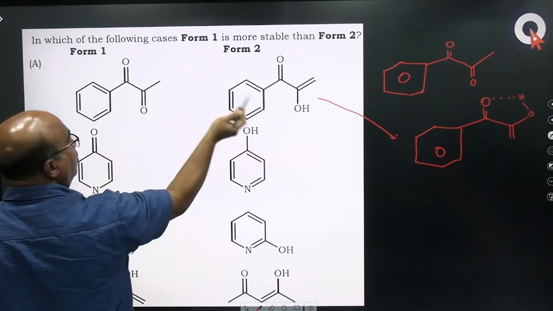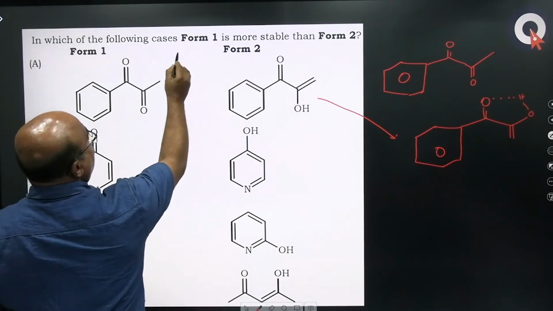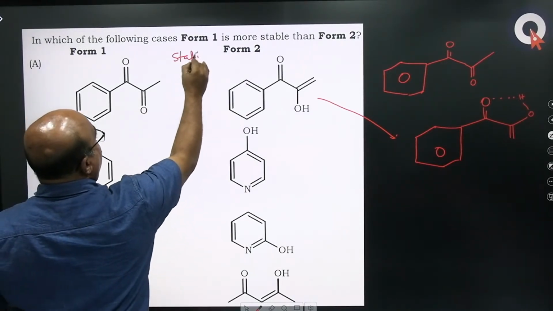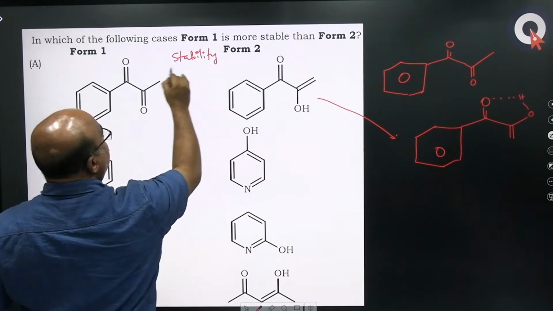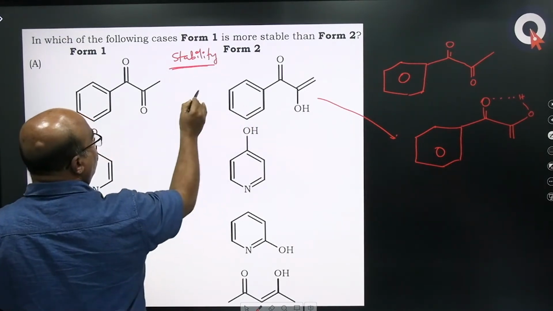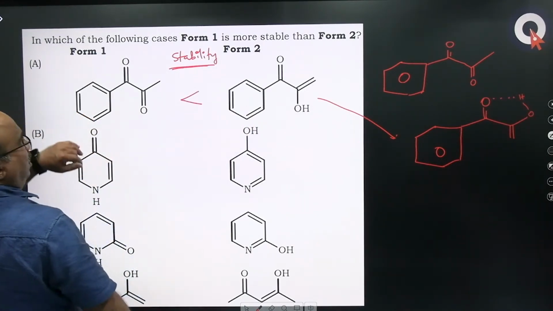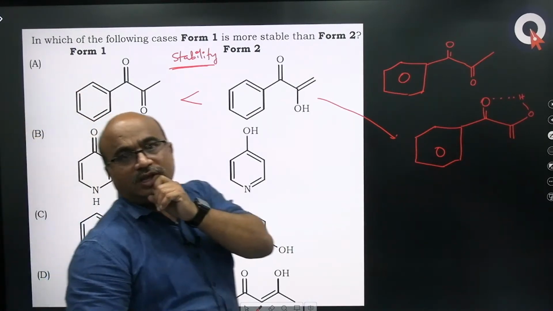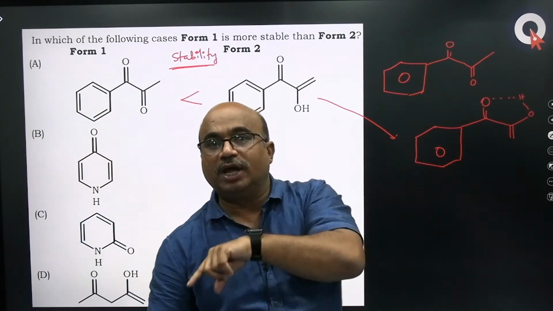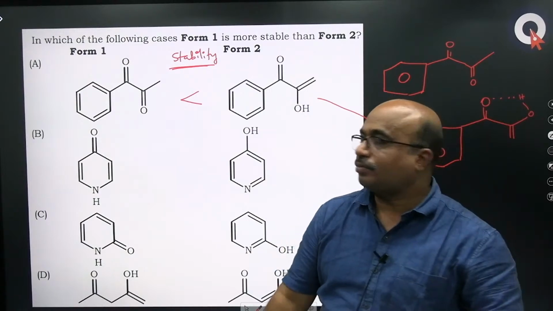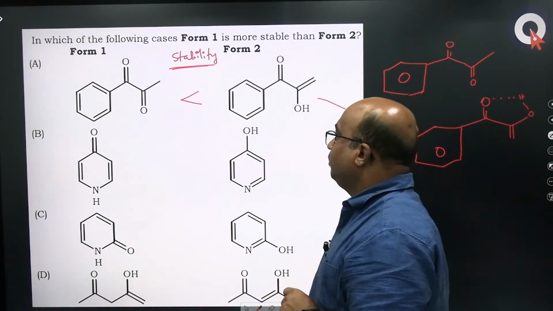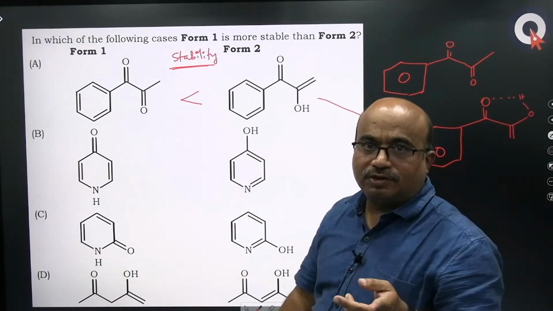So we will say stability, you write an order, I write here, then we will pick the correct options. So this is more stable than this. So what we have to see is the form 1 has to be more stable than form 2. Okay? So that will not be our option first of all.